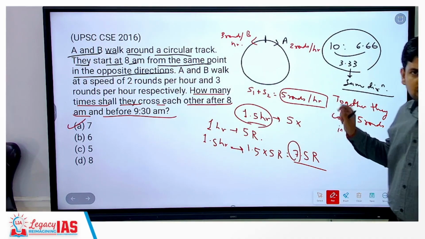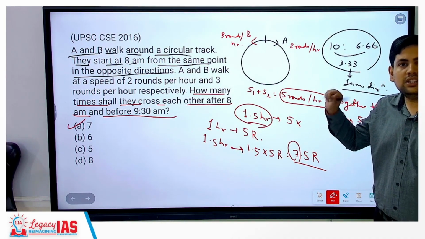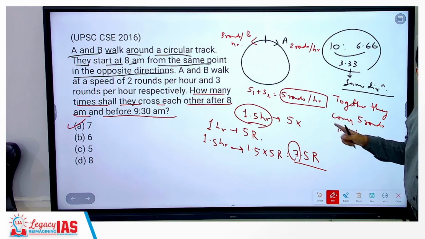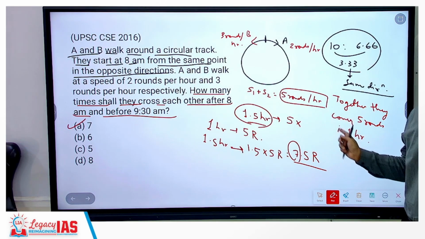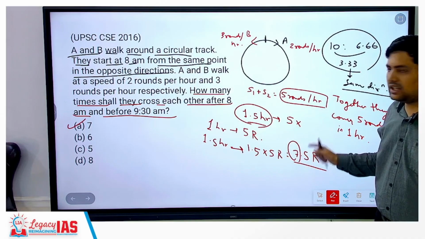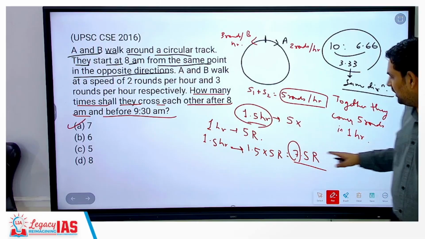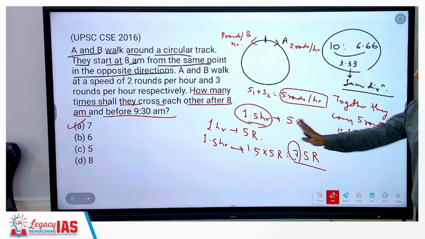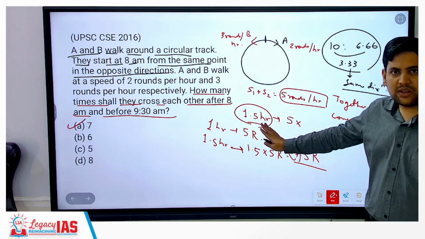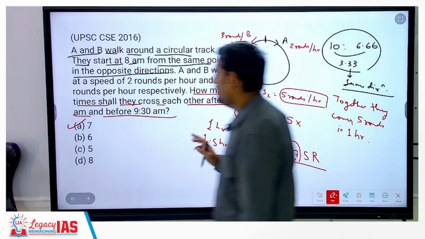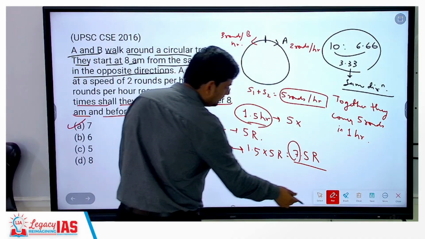Understood? In the first case we had to find the difference and then see what is the difference between them in terms of rounds. That became our answer. In the second one we have to take the sum of speeds because they are moving in opposite direction, and then we calculated in 1 hour they will complete how many rounds, and in 1.5 hours they will complete how many rounds. That's it.